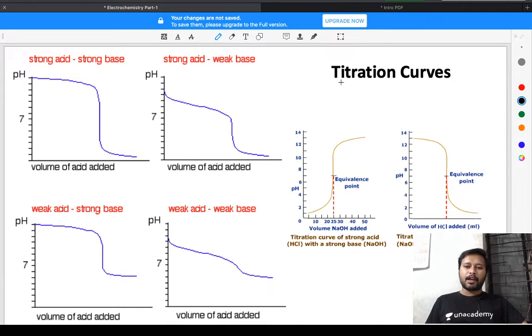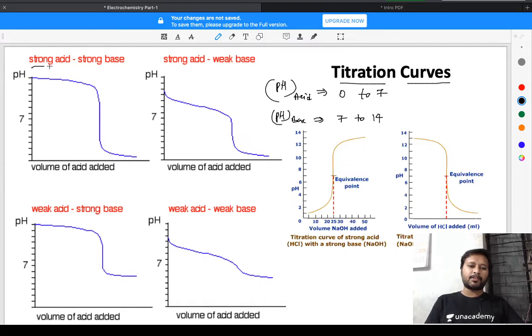Okay, the next one is titration curves. What happens in titration curves is that, instead of taking conductance as the property like in the conductometric titration, here we take pH as the property. Okay, now you know the pH of an acid ranges from 0 to 7, right? It's lower than 7, that's what it is. And the pH of a base is from 7 to 14. Okay, that's the range which we know.